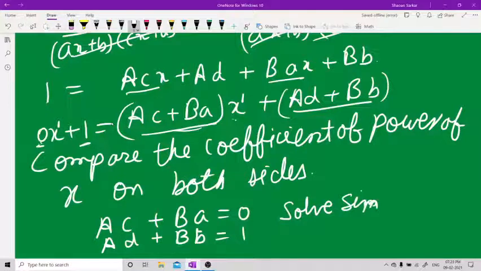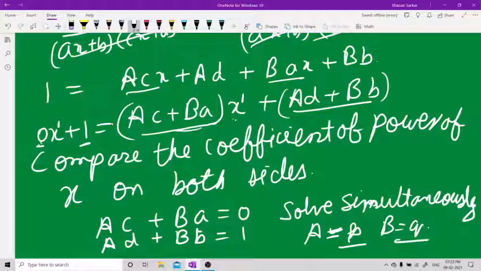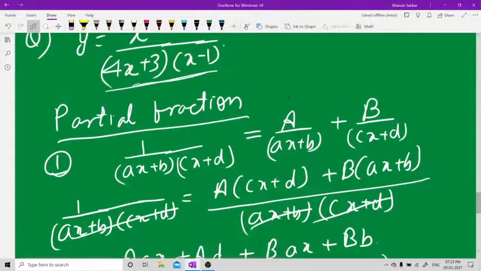Solve simultaneously, the way you did in class 10th. This type of equation, ax plus by is equal to c and a1x, this type. So you will get the value of A, say it's P, and say the value of B comes out to be Q. Now put this value of A and B here.